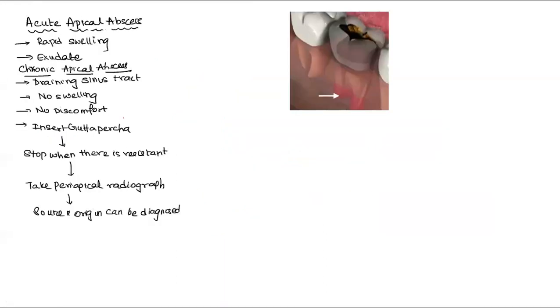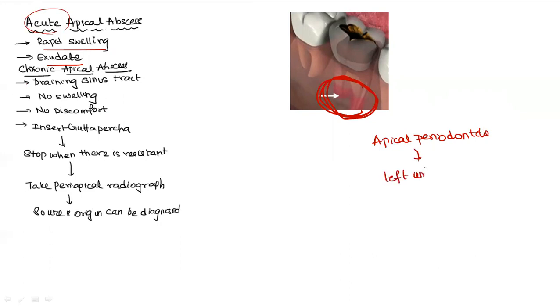Now, acute apical abscess. So there will be rapid swelling and exudate. So it occurs over a, like for example, here you can see this is apical periodontitis condition that is leading to acute apical abscess. So apical periodontitis, when left untreated, can cause abscess. Okay, and you can see the exudate.